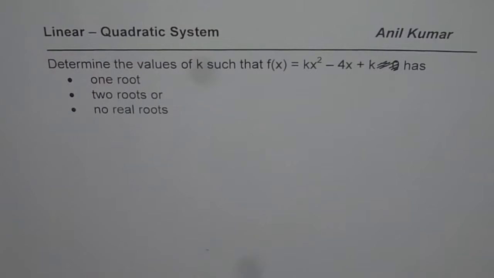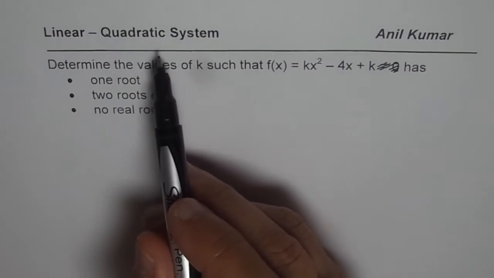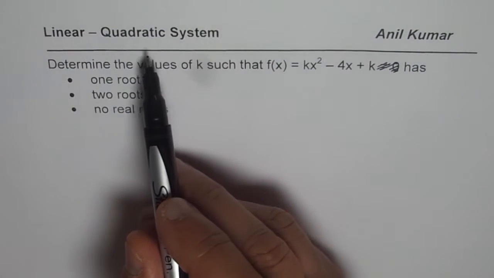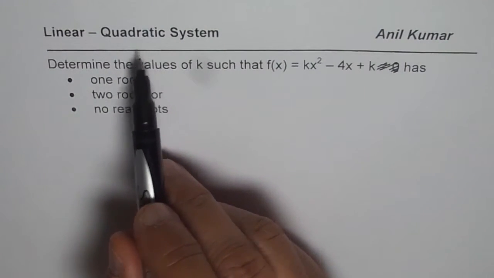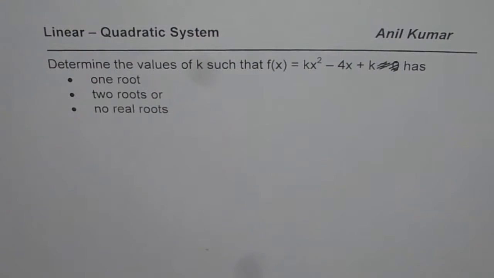I'm Anil Kumar, and in this video we will understand the very basic concept of linear quadratic systems. When we have a linear quadratic system, there will be at least one linear equation and one quadratic equation. When you combine them, you'll always get a quadratic equation, right? And then the question will be, how many solutions do you have?